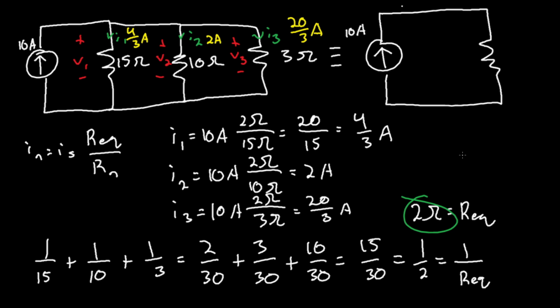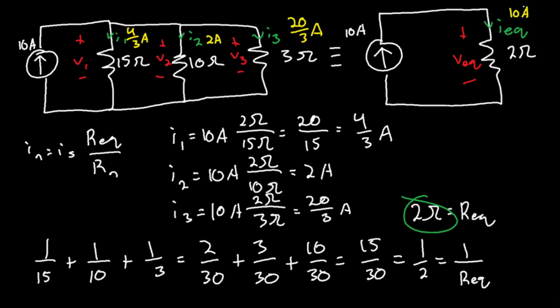Our current source is still feeding in 10 amps. We just have a single resistor of 2 ohms. Keep that in mind. This resistor has a voltage equivalent, and it also has a current equivalent. Since this is a simplified parallel circuit, we have 10 amps going into this node, and then just one single current going out. So the currents will equal each other. So this is also equal to 10 amps.